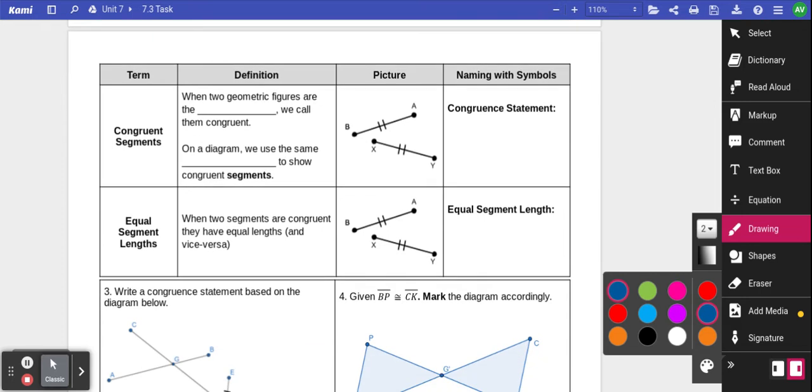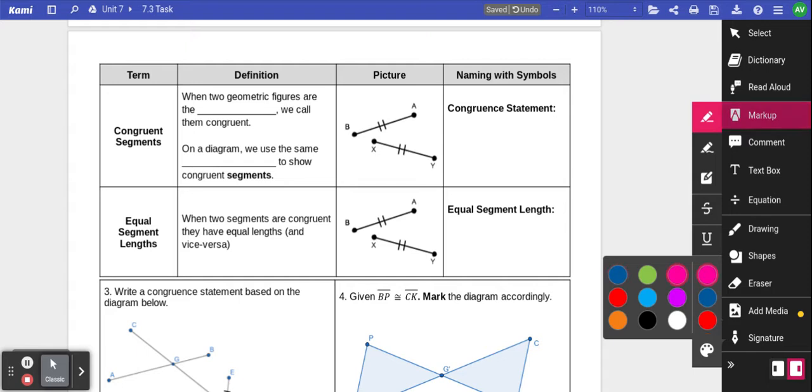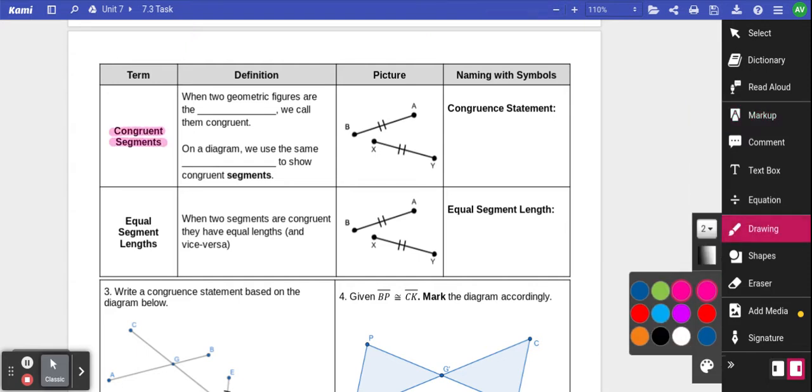So here's some new vocabulary we're talking about today. The first term is congruent segments. Congruent segments. When we look at segments, two geometric segments are called congruent when they are the same.